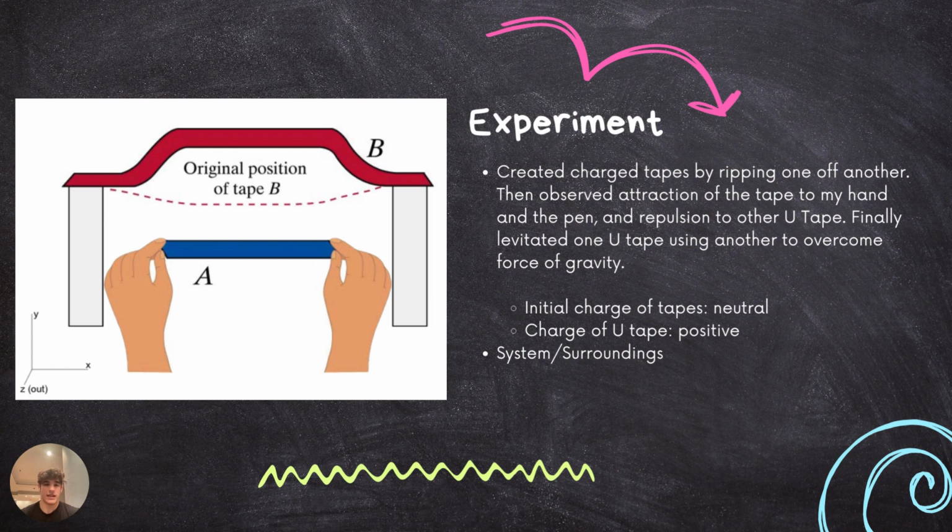The initial charge of the tapes before ripping them off of the tape surface is neutral. The charge of the U-tape after ripping off was observed to be positive. The system of the experiment of levitating tape B is tape B, tape A, and the Earth, and the surroundings is nothing.